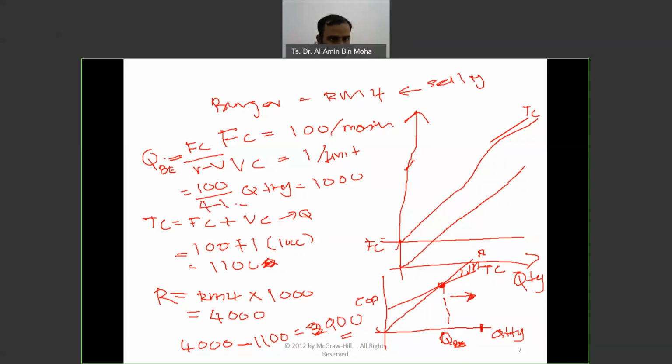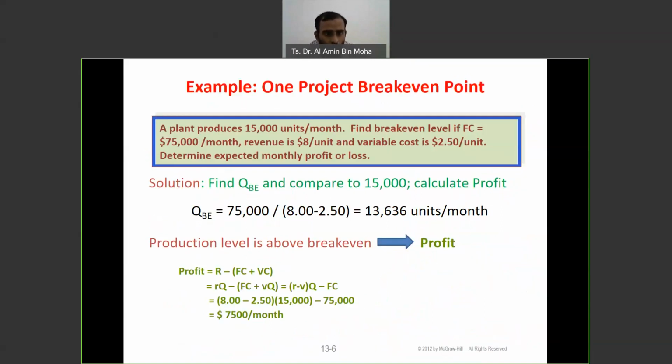So we got something, 100 divided by 3. So 100 divided by 3 is 33 point something, right? So in order to break even, they should get 33 here. But they managed to sell 1000. So why are they making profit? I don't know. I hope you understand the basic concept. We are going to see the example on one project break. So the same thing here.